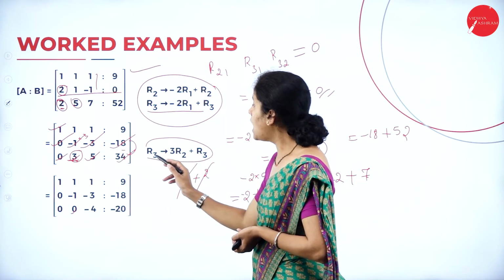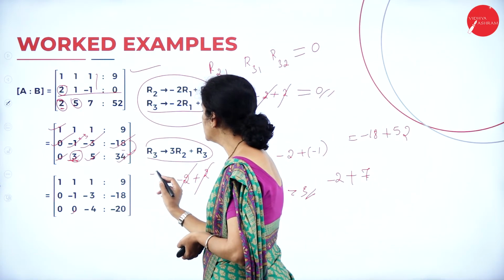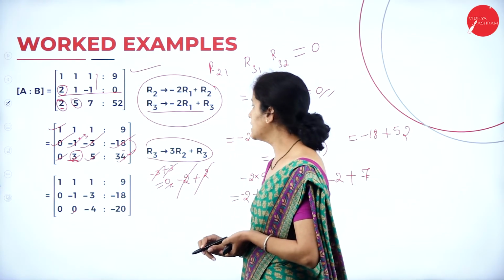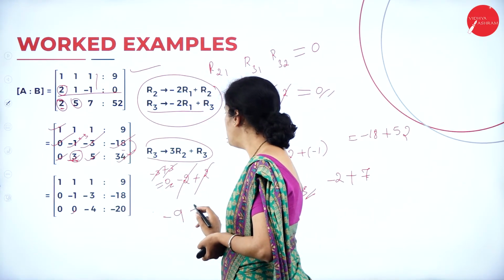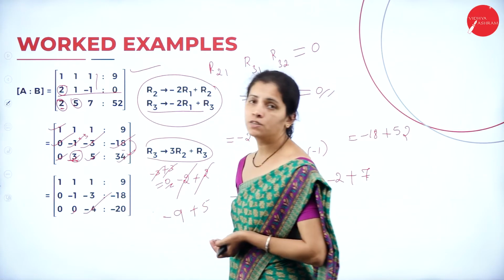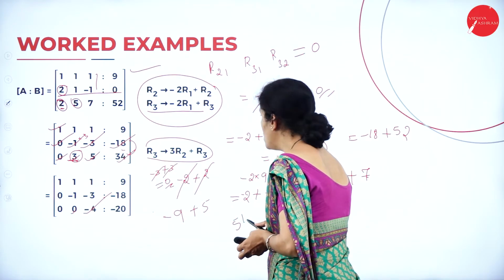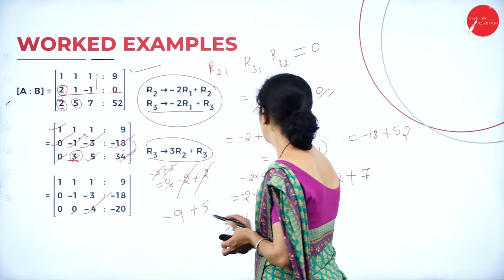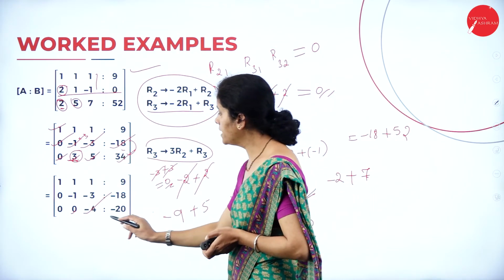So, here R3 equals 3R2 plus R3. So, it is minus 3 plus 3. Both will get cancelled. Answer is 0. For the next one, minus 3 into 3, minus 9, plus 5. The answer is minus 4. Now, 18 into 3, that is 54, minus 54, then plus 34. The answer is minus 20. Okay, I got minus 20.